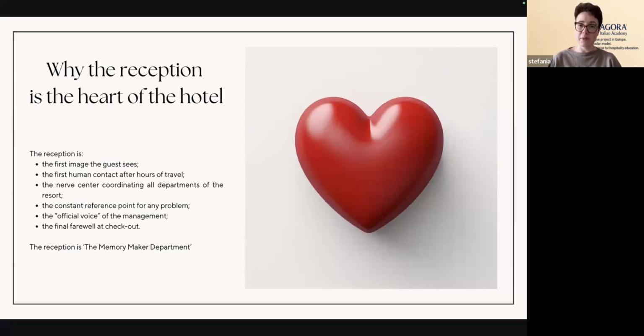The official voice of the management, because in big resorts and big hotels, the management has a lot of jobs and duties. So you are the contact from the management to the guests, representing the management sometimes. And the final contact at the checkout. So you will be the first person the guest sees and the last person the guest sees during the stay.